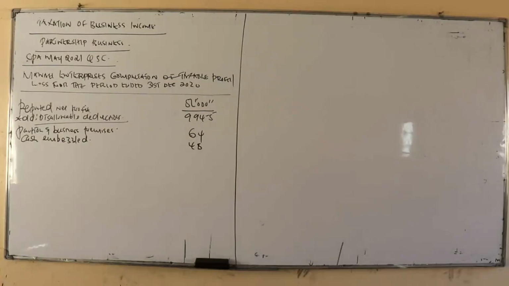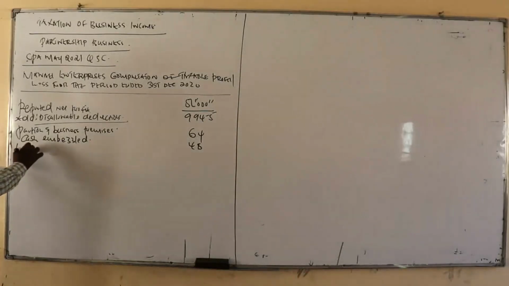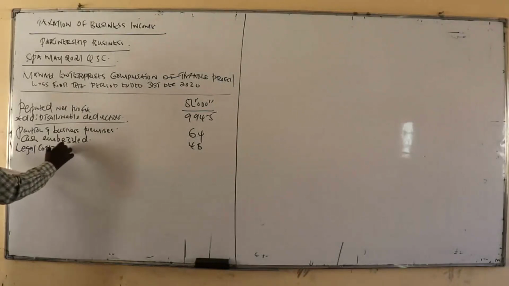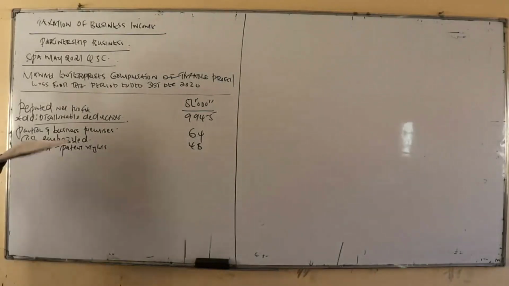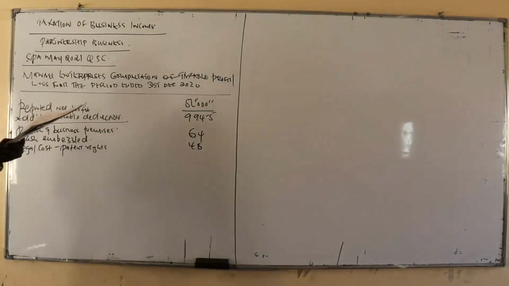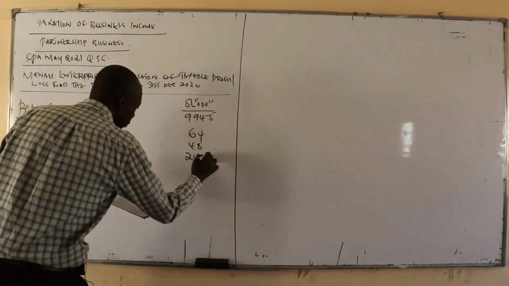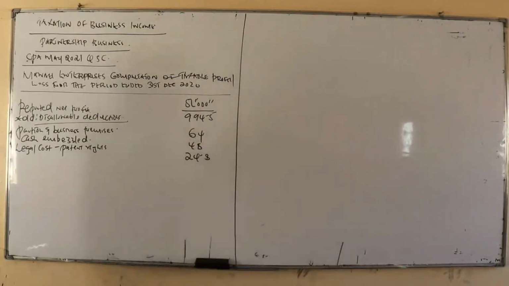So the legal expenses, acquisition of patent rights. Patent right is a capital item, isn't it? So legal cost, patent rights. That one is not allowable. How much is it? 24.8. That one is not allowed. Patent is a capital item.